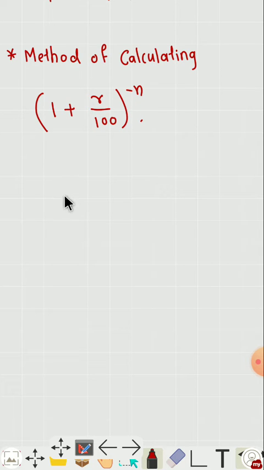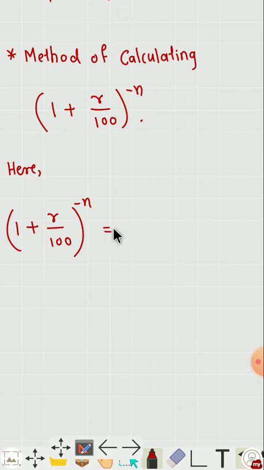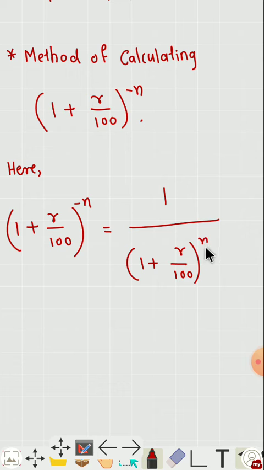We know that this expression, 1 plus r divided by 100 in brackets raised to the power minus n, is the same as 1 upon (1 plus r divided by 100) raised to n, which means it is the reciprocal of this term. So we first find the value of this term and then take the reciprocal. That is a very simple method to calculate this expression in the formula.